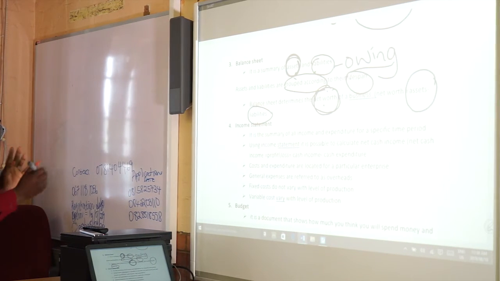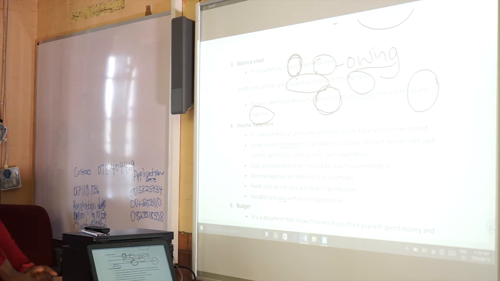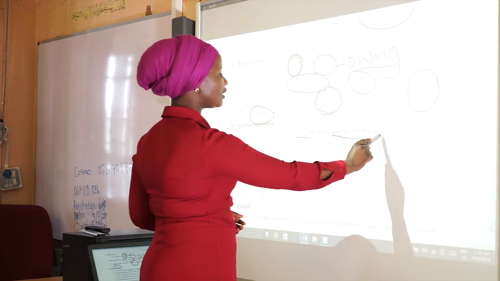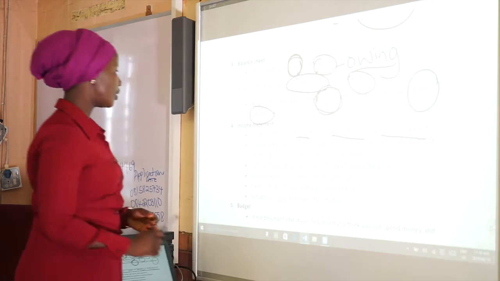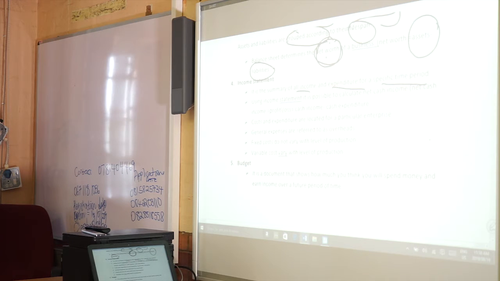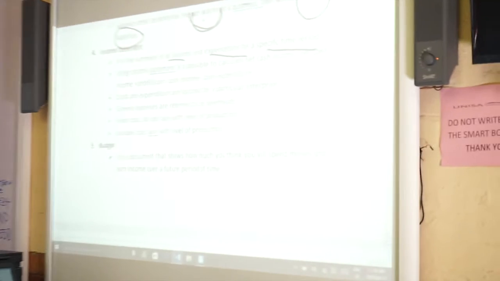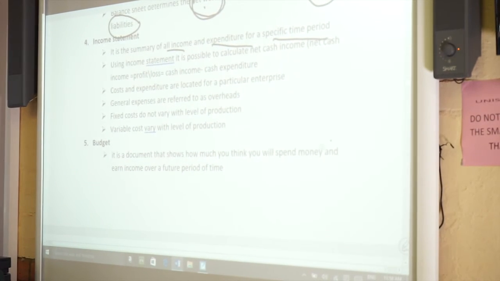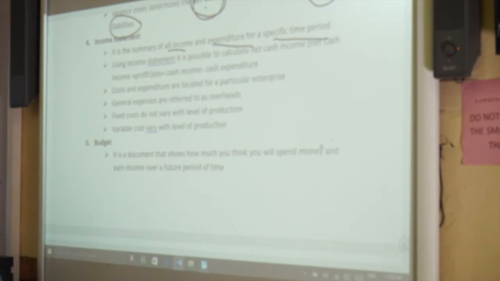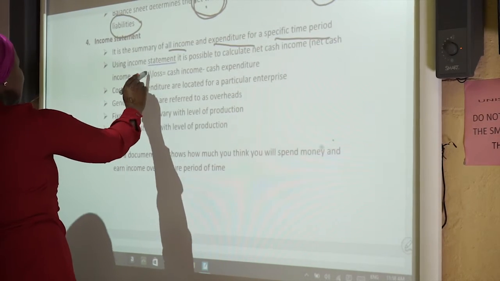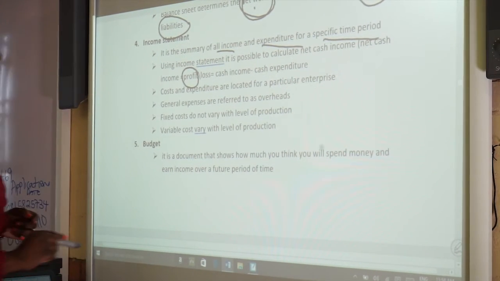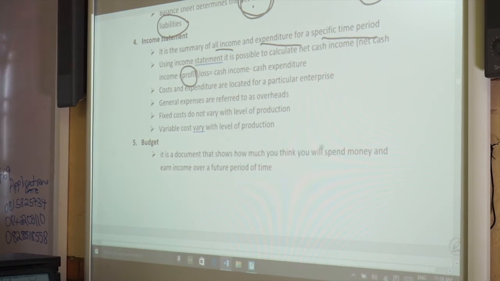And then this is about an income statement. In an income statement, you are speaking of all the income and the expenditure for a specific period. So the income statement gives us the money that is coming in, what monies did we receive and what monies did we spend. Then how does the income statement differ from the balance sheet? The income statement determines the profit of a business. So the profit of a business, we speak of it in terms of cash.